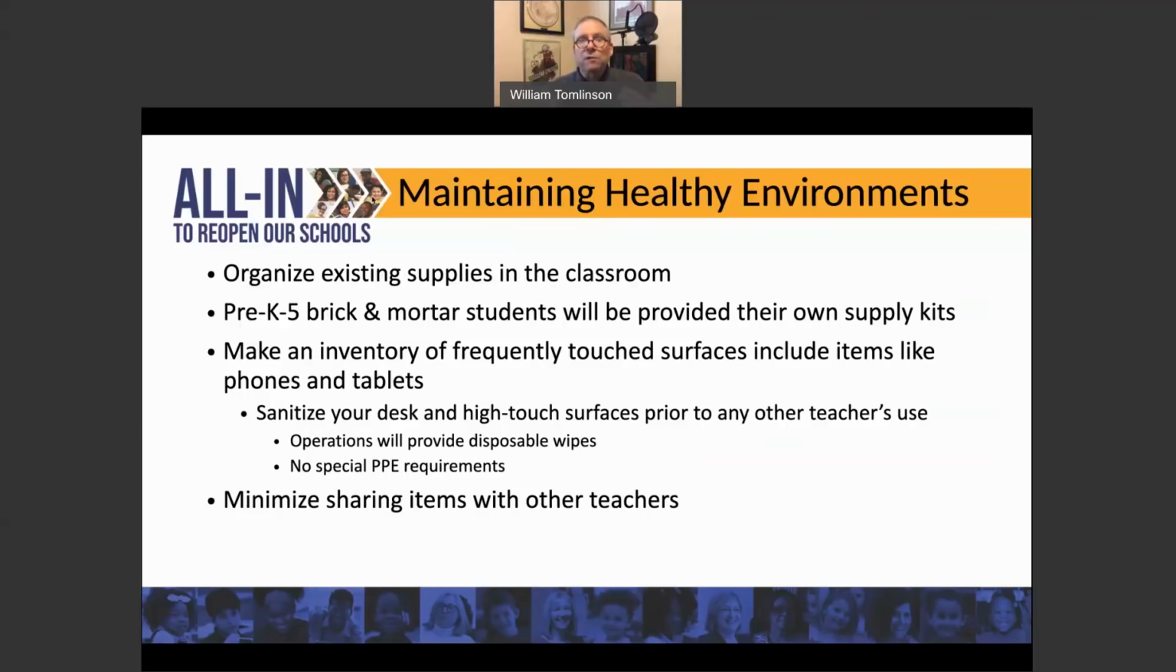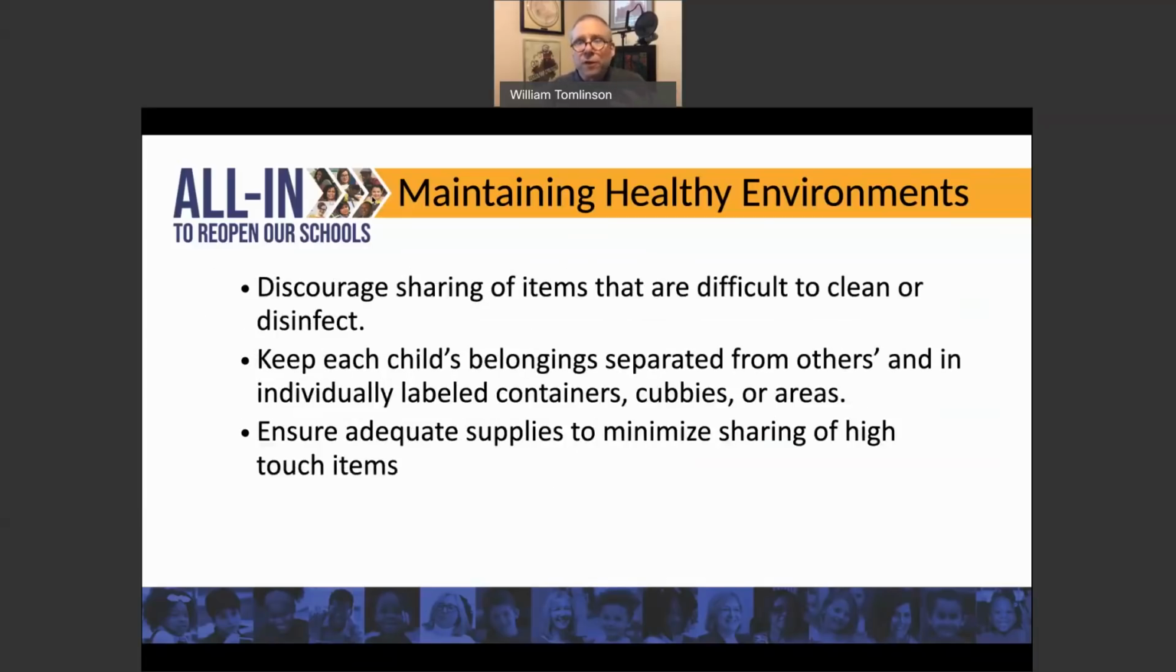Minimize sharing those objects with other teachers, right? So just keep that inventory, wipe that inventory down, and try to limit the amount of sharing of objects with other teachers. And then, of course, discourage sharing of items that are difficult to clean. We have irregular surfaces and so forth, or the surface itself may become porous. You want to be mindful of that. Keep each child's belongings separated from others and in individually labeled containers, cubbies, or areas like that. And then ensure there's an adequate supply to minimize sharing of high-touch items.